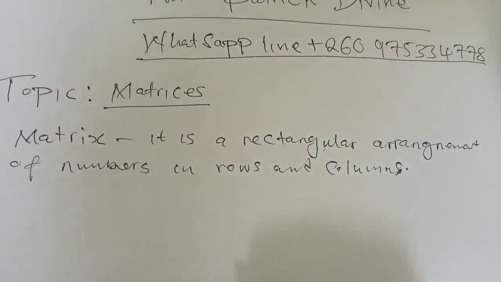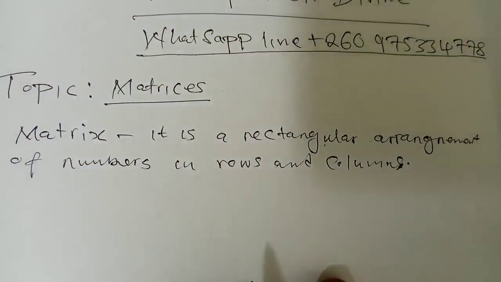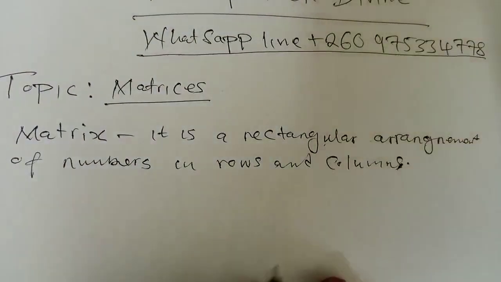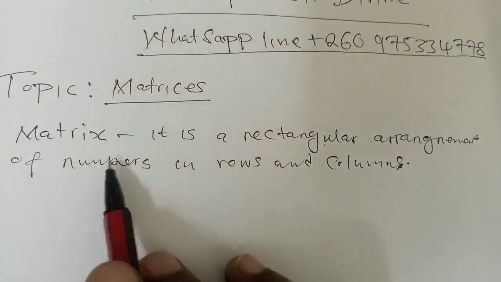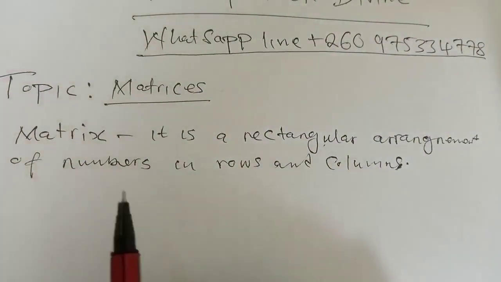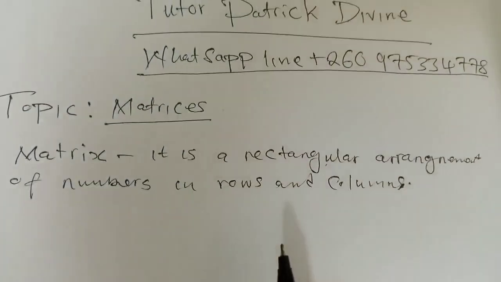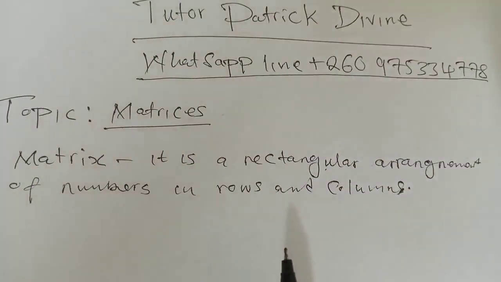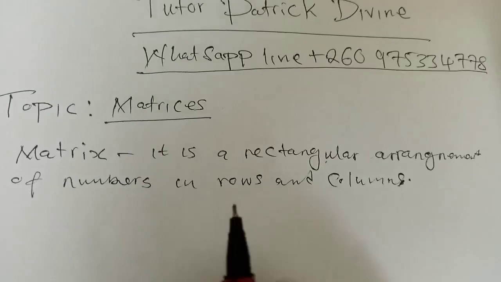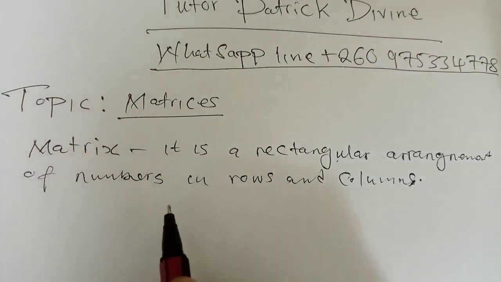This definition is important, and you are supposed to know it. It is a rectangular arrangement of numbers into rows and columns. There can be numbers, there may be letters or any other variables. Matrices are a simple topic. You can't fail to solve these questions for as long as you follow me very well as I teach you.